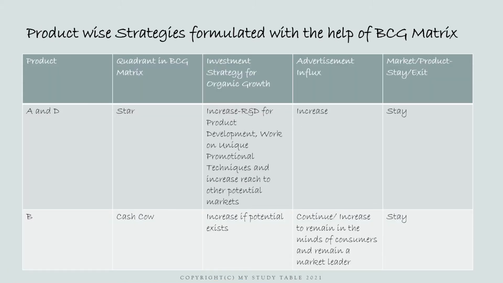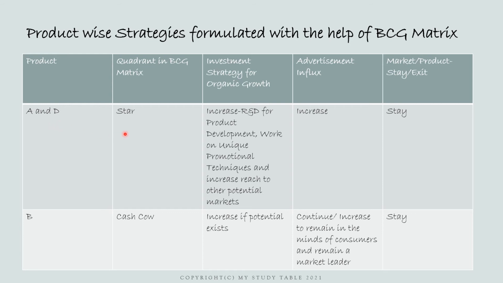I have made my analysis and recommendations based on three components. So if you're going to see this table here, the three components on which my analysis and recommendations are based are investment strategy for organic growth, advertisement influx, and market or product, whether they need to stay back in the same market with the same product or they need to exit. So let's begin with the first one, A and D.